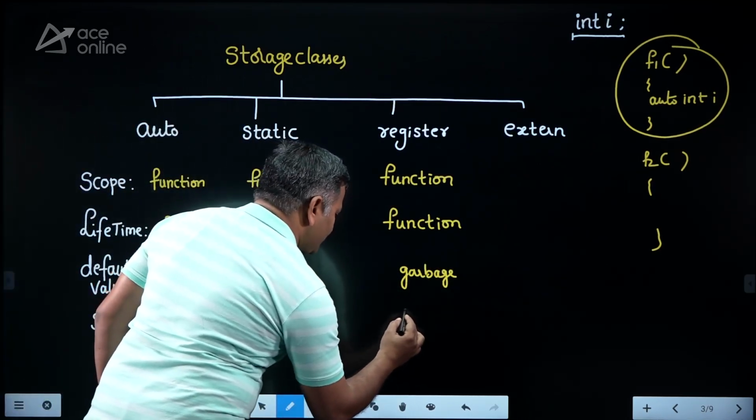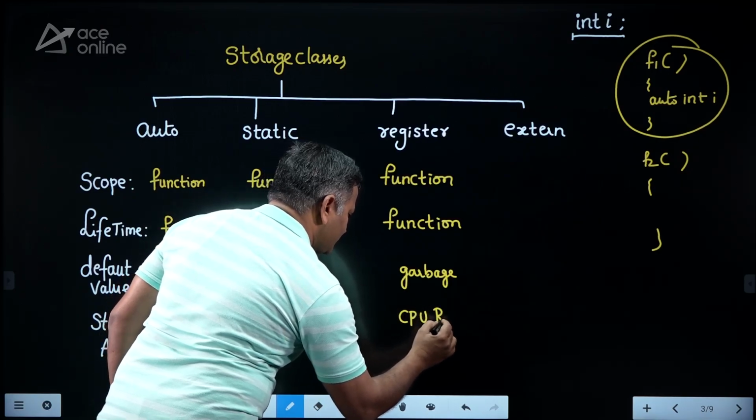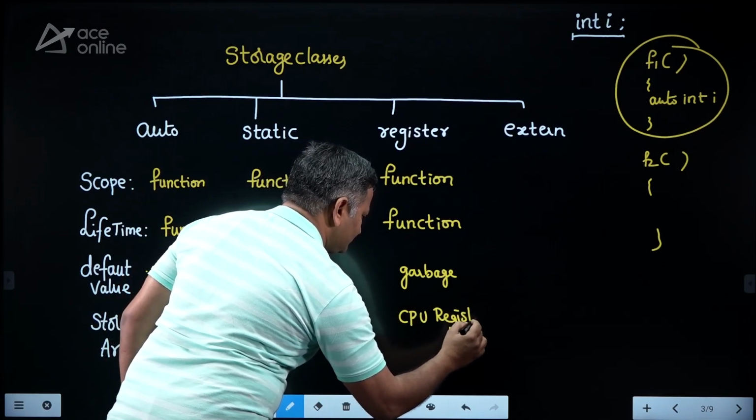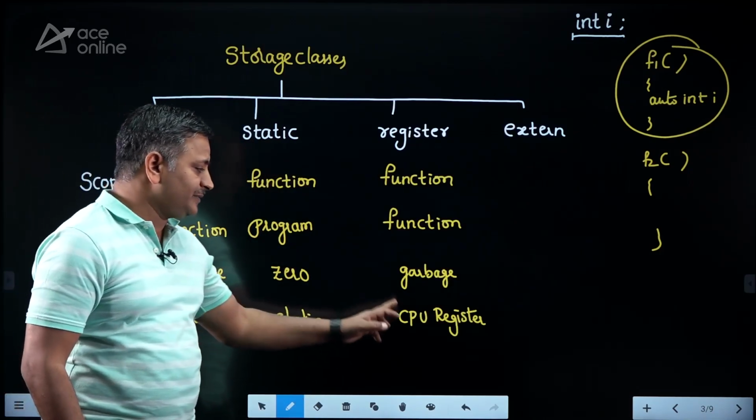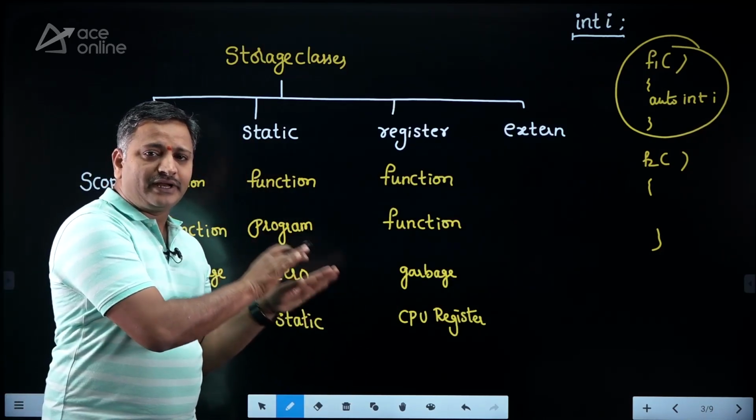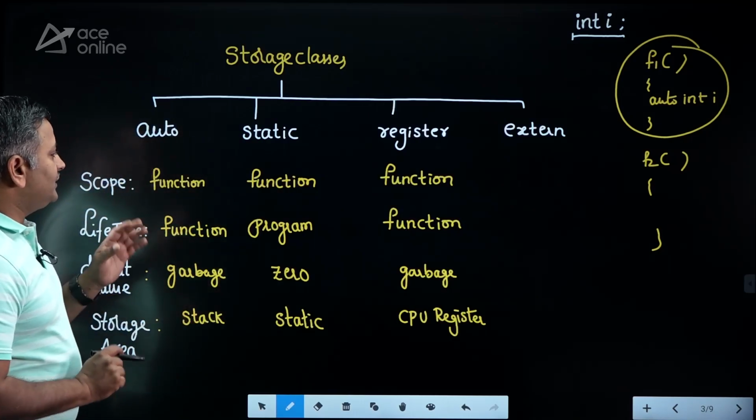Storage area, it is stored into CPU registers, provided that there is a space available in the register. If register space is not available, it will be stored back into RAM only. Okay. So that is the third storage class.